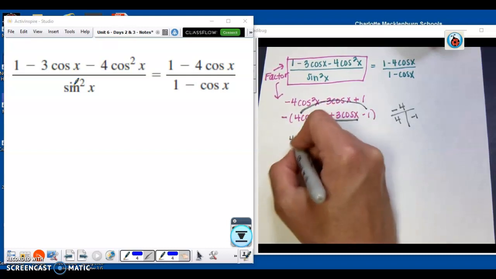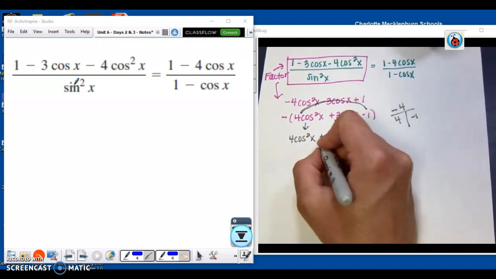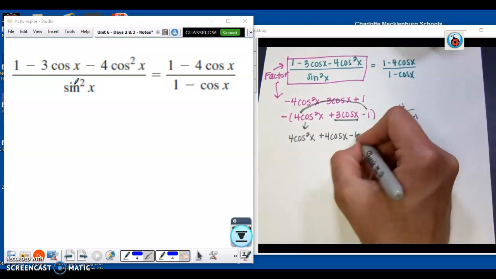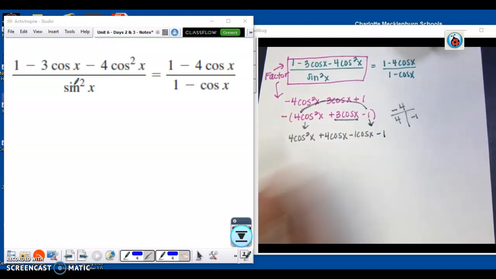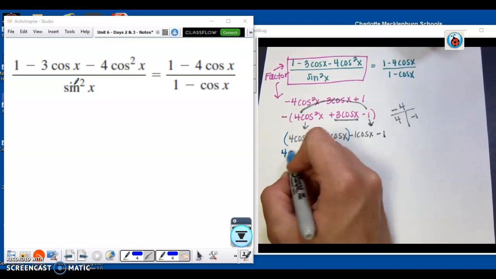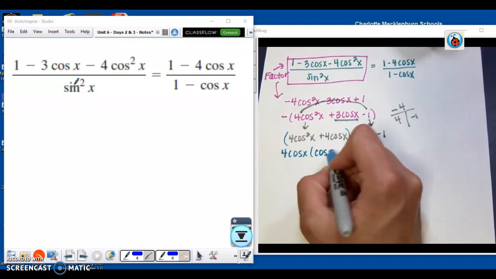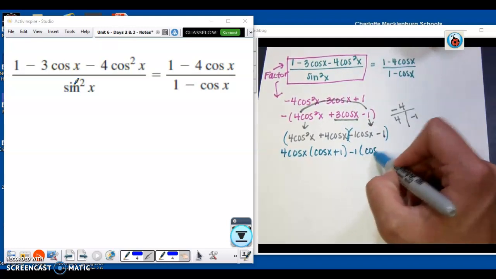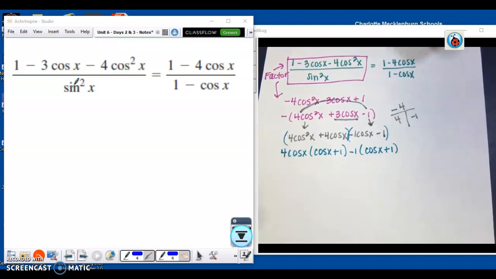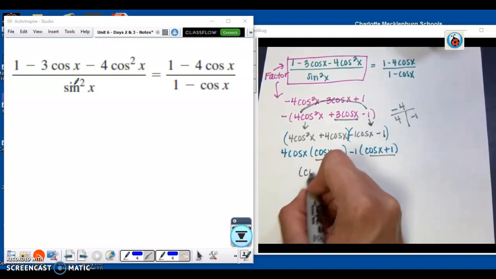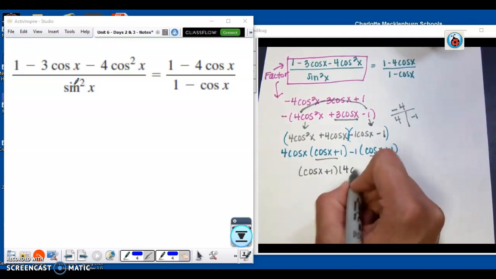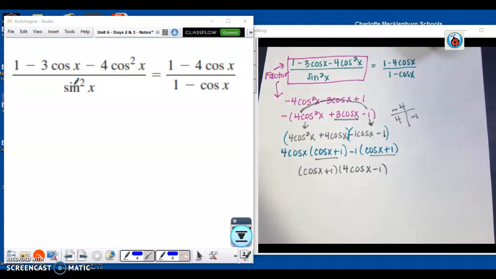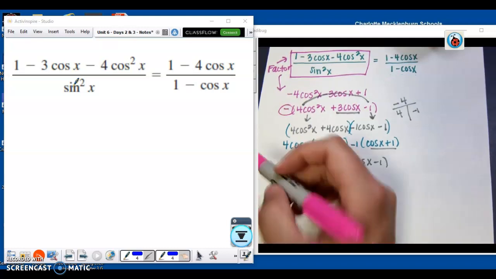So bring down the first term. Middle term will be plus 4 cosine x and minus 1 cosine x. And bring down your last term. Then we're going to do grouping. GCF here is 4 cosine x. That'll leave you with cosine x plus 1. GCF here would be negative 1, and that's cosine x plus 1. So my two factors are cosine x plus 1 and 4 cosine x minus 1. Well, we do still have this negative that we brought out front that we need there. Okay, so this was just the factoring part.